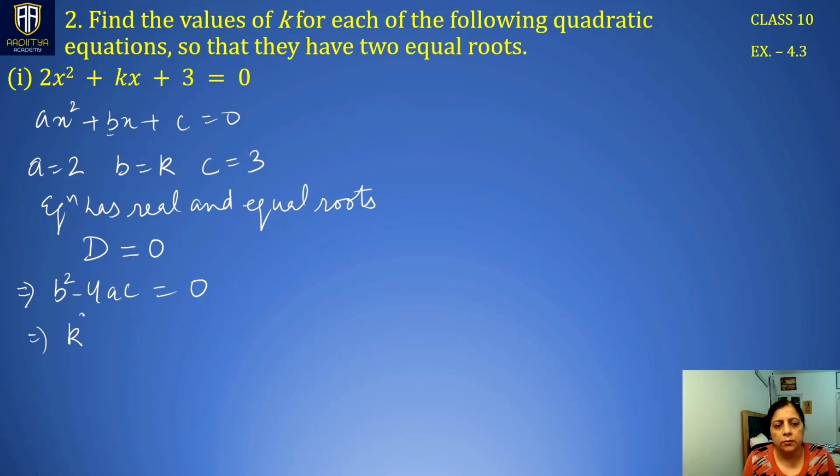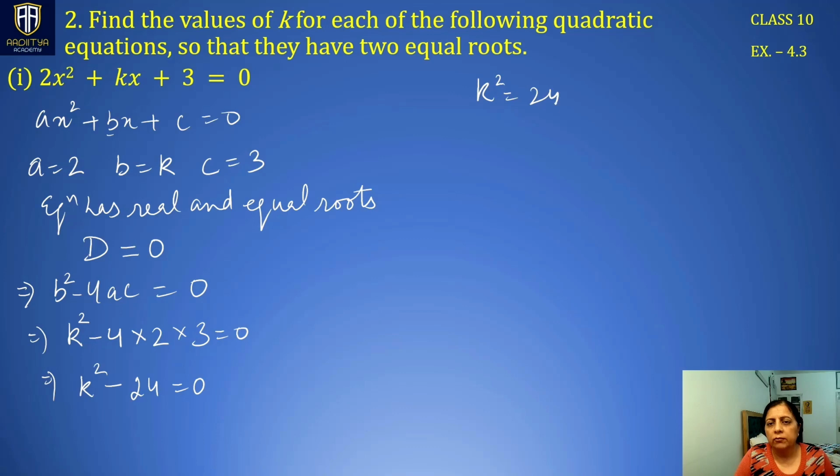B is k, so k square minus 4 multiplied by a. A is 2, c is 3, right? So we have k square minus 4, 2s are 8, 8 3s are 24, right? So this is k square minus 24 is equal to 0. So this can be solved in two different ways. Either you can directly write k square is equal to 24 and k is equal to plus minus square root of 24.